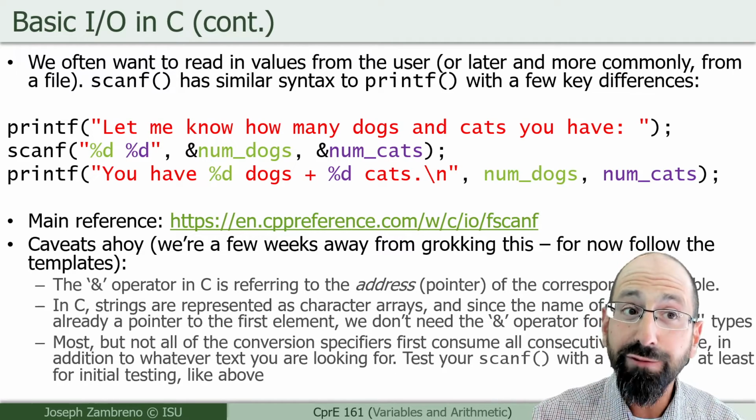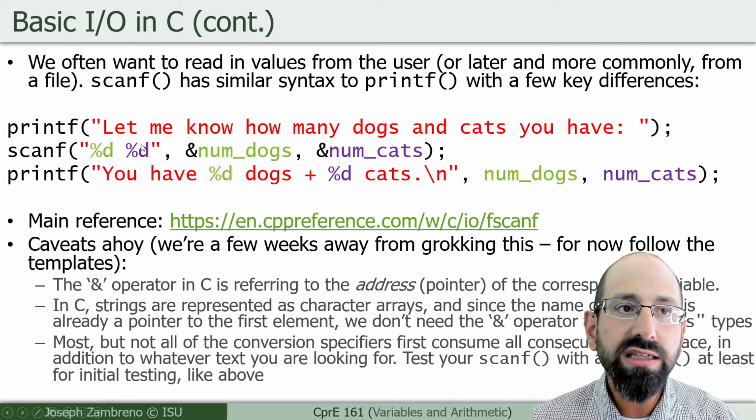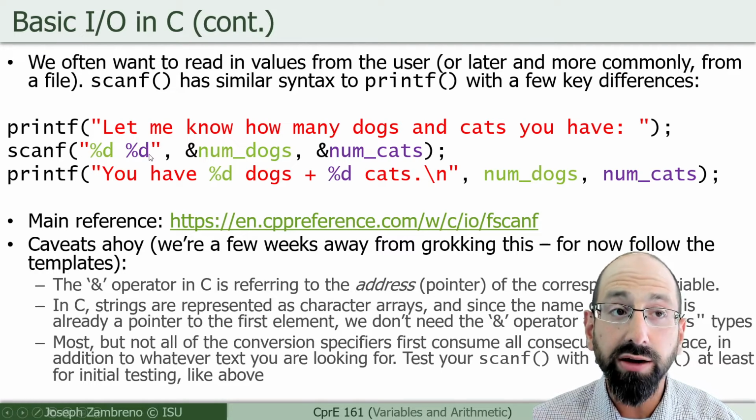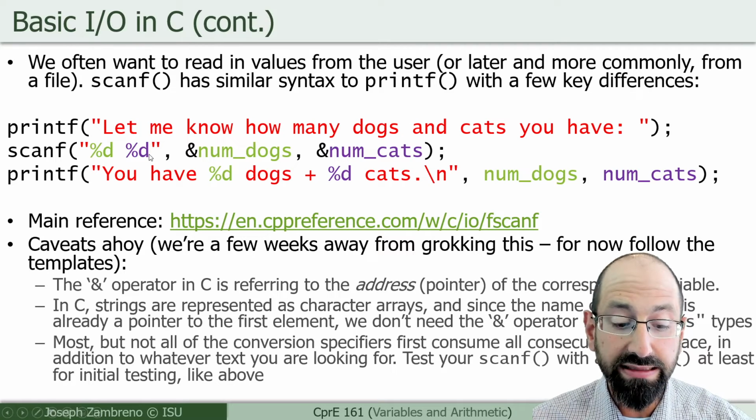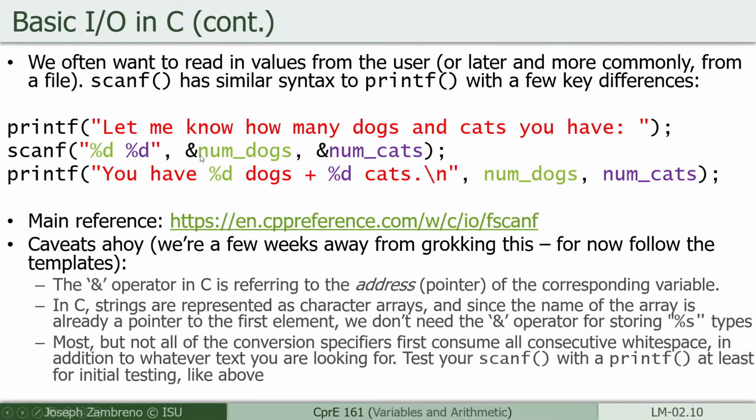With that scanf function, we use a very similar kind of format conversion specifier, in this case percent %d and percent %d again. And instead of passing the names of the variables we'd like to actually update, we're actually passing the addresses of those variables. We're passing them by reference to that function. So the ampersand operator is referring to the address or the pointer of the corresponding variable.